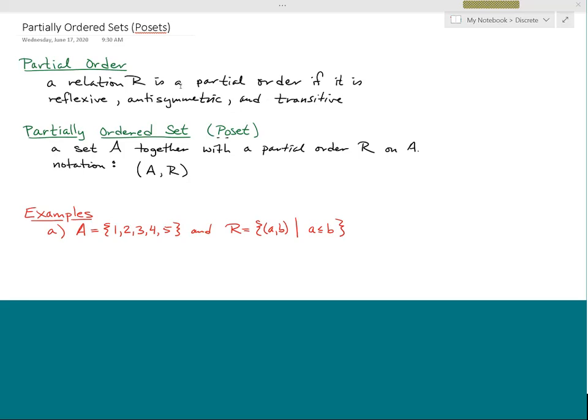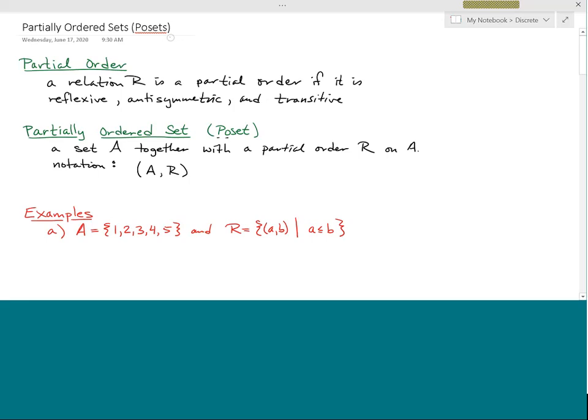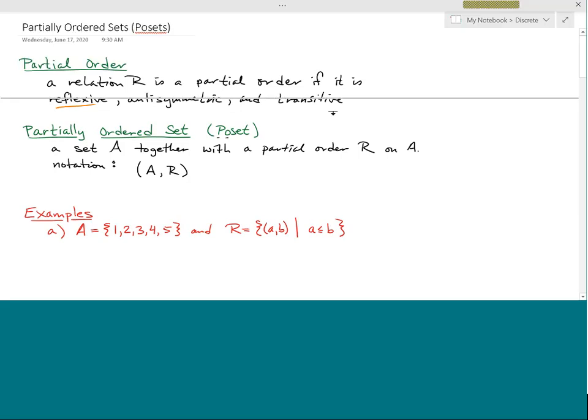So you've got some relation. It's going to be called a partial order if it has three properties: the reflexive property, the anti-symmetric property, and the transitive property. And just to make sure that we are all comfortable with what those three properties mean, because otherwise today is not going to go super well.